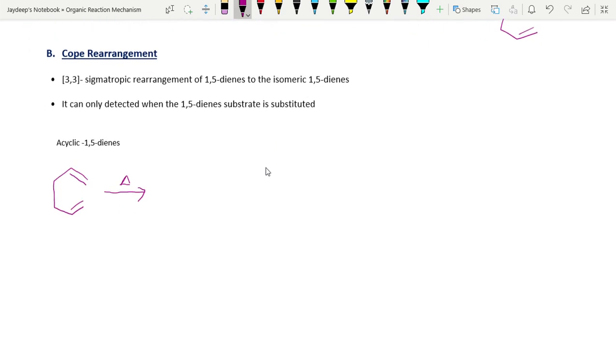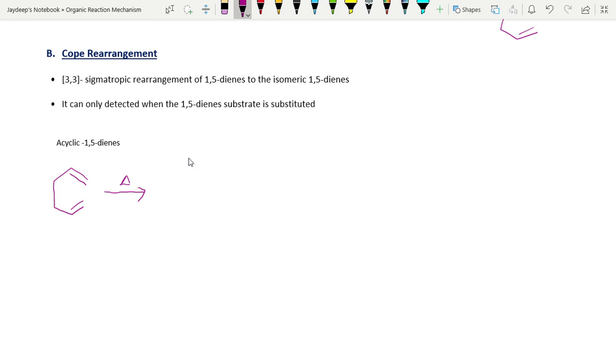Now let us consider a second example, that is the Cope rearrangement. Again, as said earlier, the Cope rearrangement also belongs to the group transfer reactions, so it is a 3,3 sigmatropic rearrangement. Now this reaction involves isomerization of 1,5-dienes to their corresponding 1,5-dienes. So the isomerization is there. It can only be detected when the 1,5-diene substrate is substituted. Let us consider this type of example, that is 1,5-dienes.